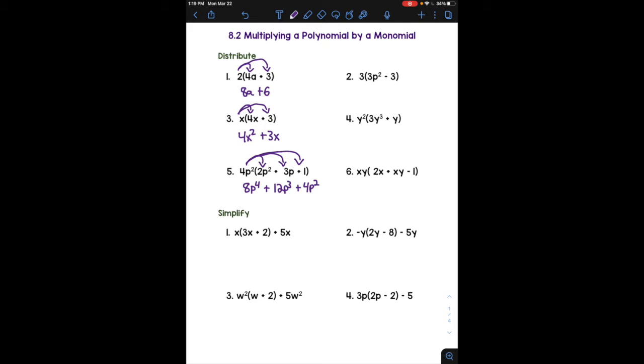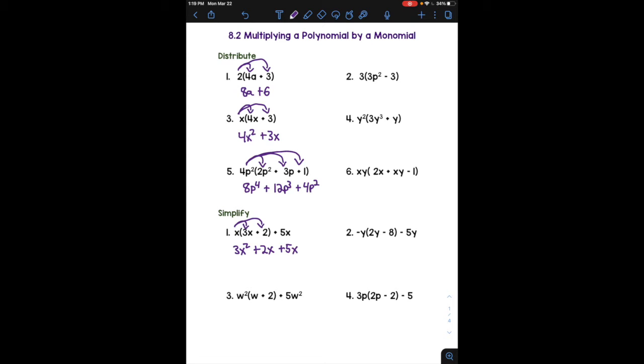In the second section, we are going to multiply a monomial times a binomial, and then we're going to add or subtract something from or to our expression. So the first thing we'll do for number 1 is distribute the x. X times 3x is 3x squared. X times 2 will give us 2x. And we're going to tack on the 5x on the end.